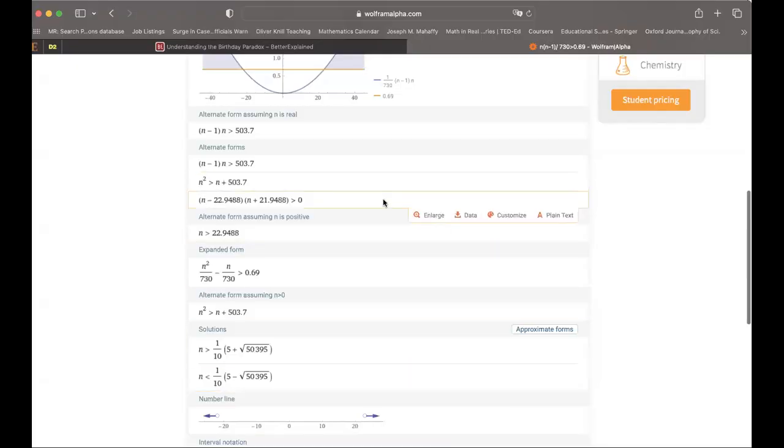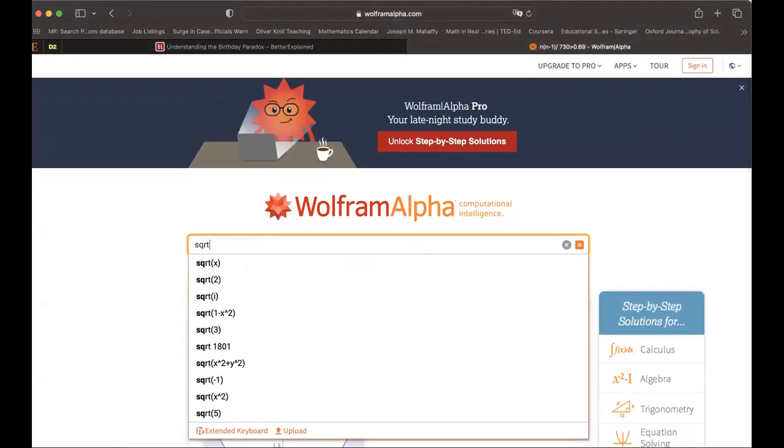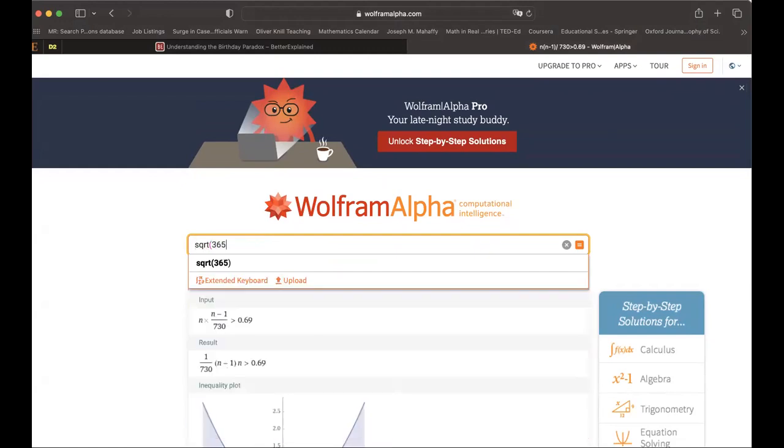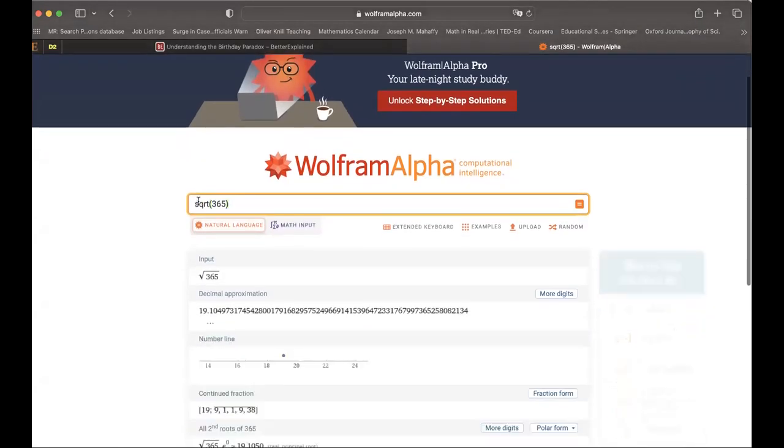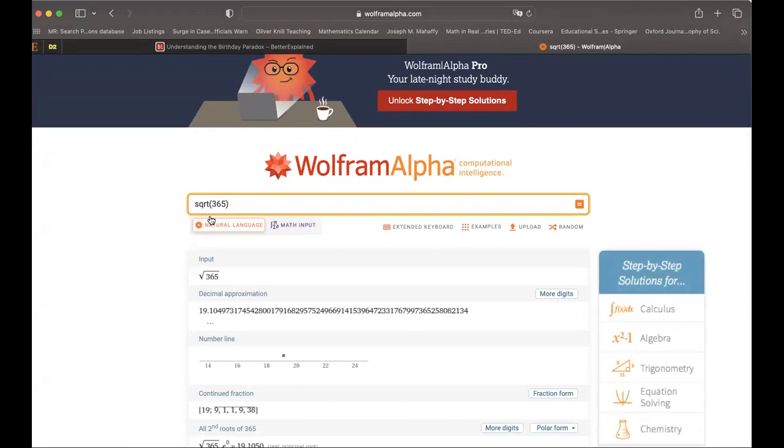So what is the square root of 365? It's 19, but that's roughly close to 23. Basically, the bigger the number is, the more days the year has, the closer this gets to the square root. So if the year had 10,000 days, the square root of 10,000 is 100. So 100 should be more or less okay.